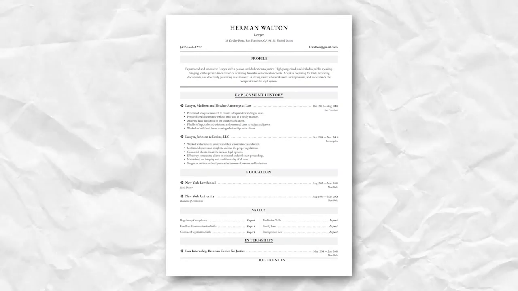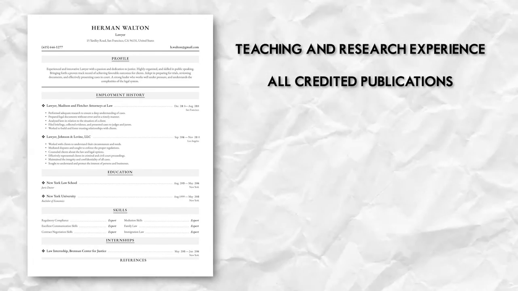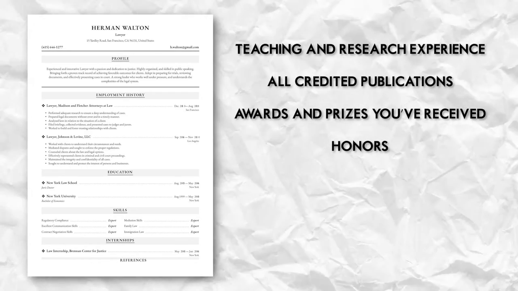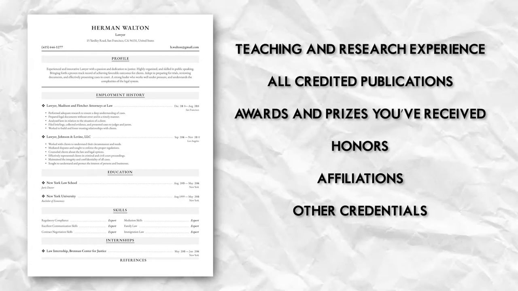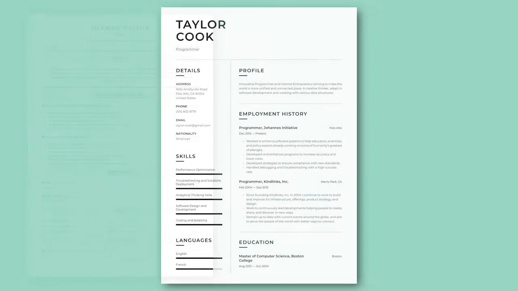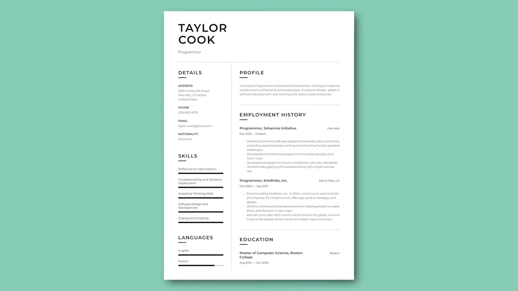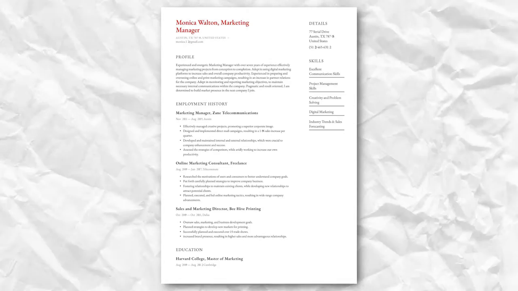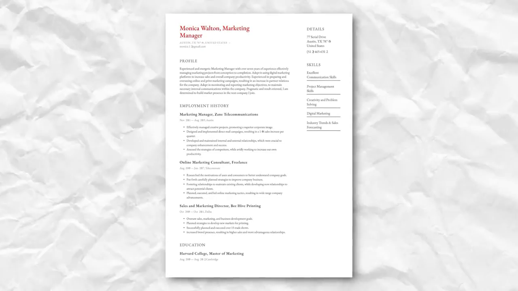This means your curriculum vitae should include all of your teaching and research experience, all credited publications, awards and prizes you've received, honors, and any other affiliations and credentials. There is no one single way to organize and format this information. Ideally, you should obtain a copy of your academic supervisor's CV and use that as a framework on which to build yours. There is, however, a basic outline you should follow, which we will now discuss.